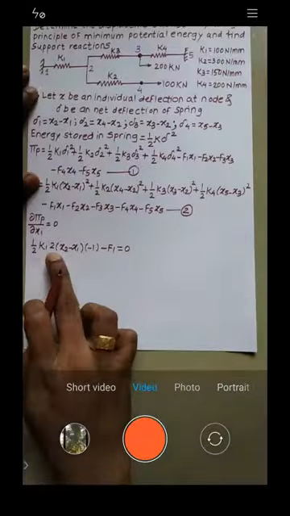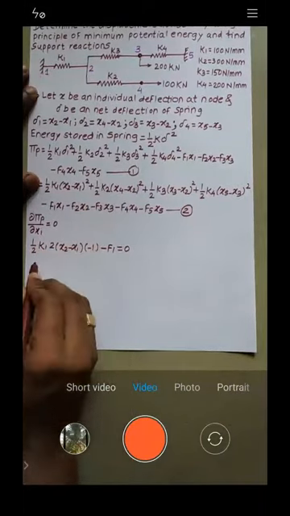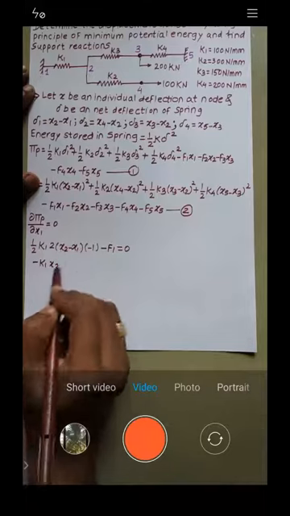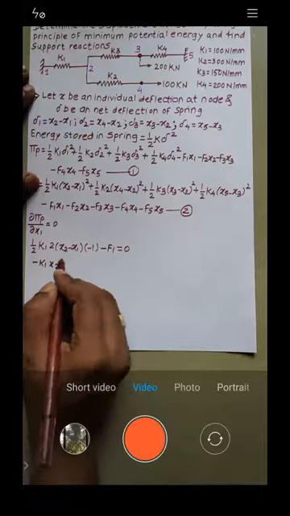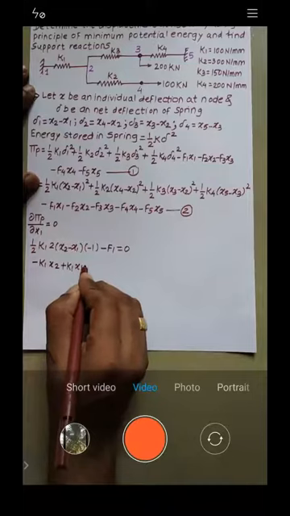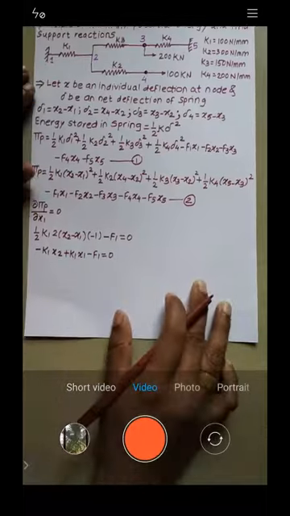This 2 gets cancelled. See, this 2 and this 2 get cancelled, right? Yes or no? What is remaining? k1 into x2 into minus 1, that is minus k1 x2. Okay, k1 into minus x1 and into minus 1, that is plus k1 x1. Minus f1 is equal to 0, right?